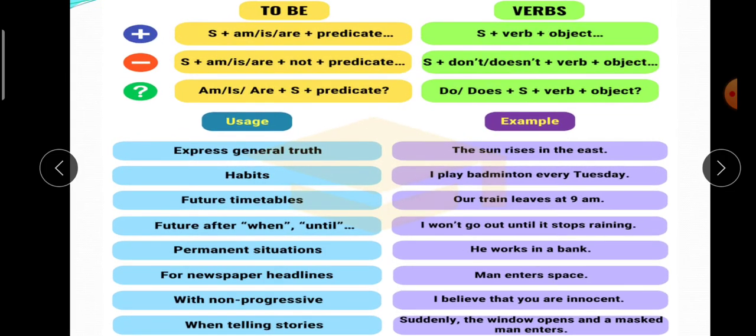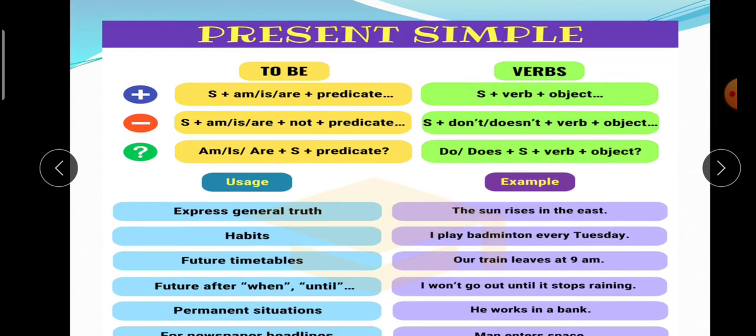Now let's revise what we have done in our last class. Simple present tense we had studied and simple past also. Now let's see. First, when we are framing a positive statement in simple sentences, what we do, we add S, what does S mean? Subject. Then am, if you are using I, am will come. If the subject, noun or pronoun, is singular, what will come? Is or are. If it is singular, is will come, plural, are will come. And then the predicate. For example, a simple sentence I have already told you. He is a naughty boy.